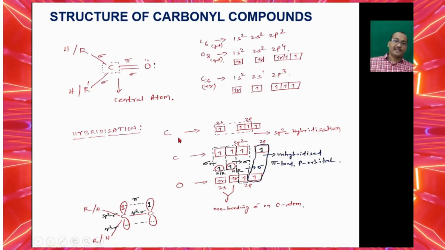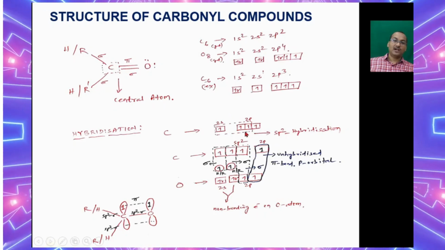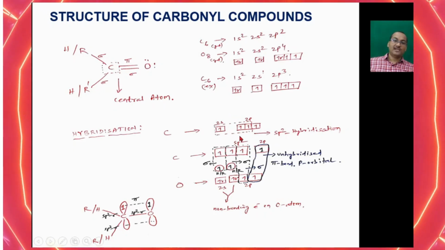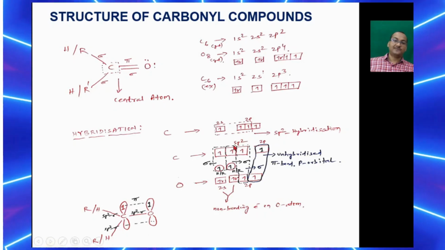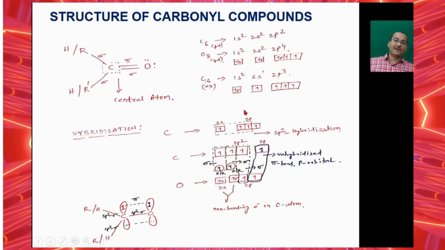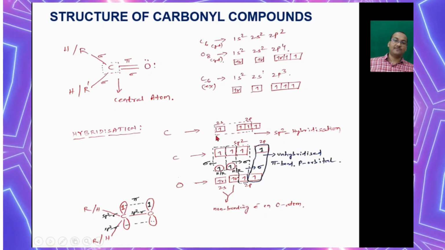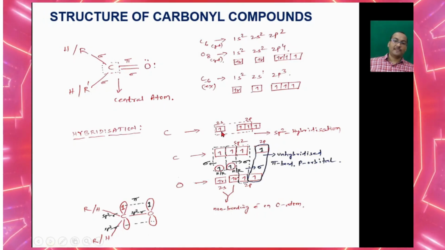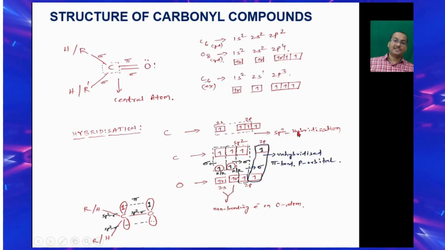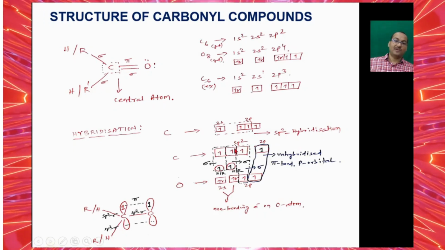Carbon in the excited state undergoes sp2 hybridization. One 2s orbital and two 2p orbitals intermix to give rise to three equivalent sp2 hybrid orbitals. What is hybridization? Hybridization is the intermixing of atomic orbitals to give rise to an equal number of hybrid orbitals of the same size, shape, and energy. Here in carbon, one 2p orbital remains unhybridized, and we get three sp2 hybrid orbitals.